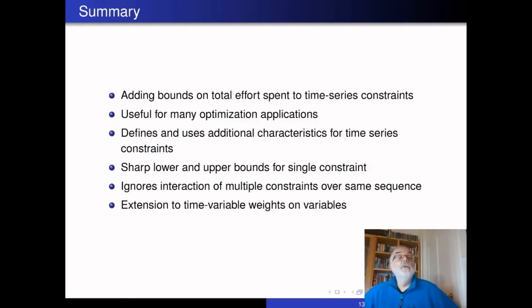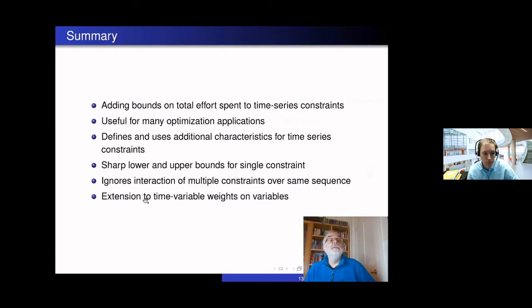There are two approaches that we could study in the future. One would be, at the moment, we are ignoring the interaction of multiple constraints over the same sequence, and this is something that we could look at in more detail. And then another extension would be to look at time variable weights on the variables. So instead of just having a simple sum of the variables, we would have a weighted sum. And obviously these are non-trivial extensions, but they might be future work.